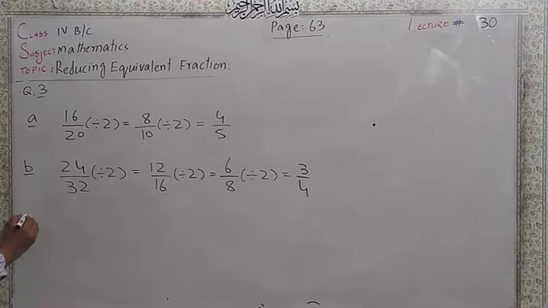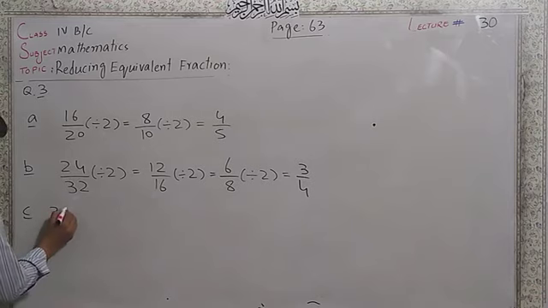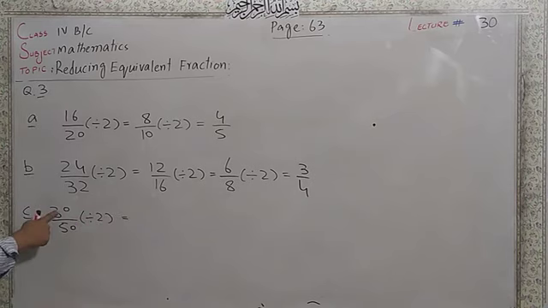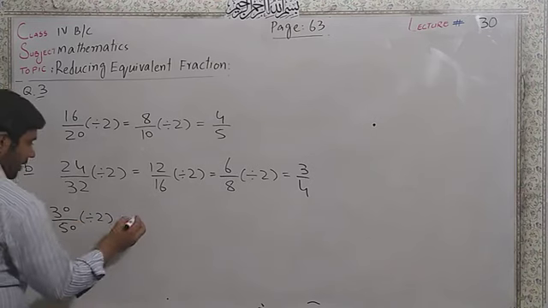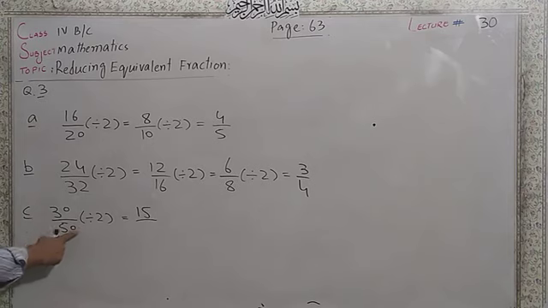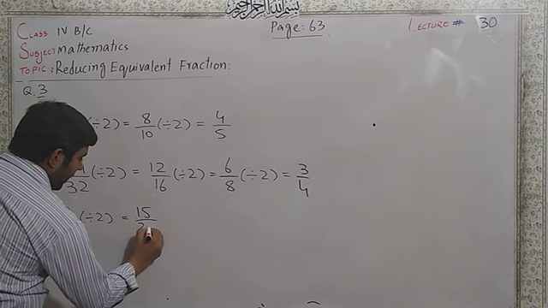Next one, C. 30 over 50. So this is 30, this is 50. You can divide by 2. 30 divided by 2 will be 15. And 50 divided by 2 will be 25.